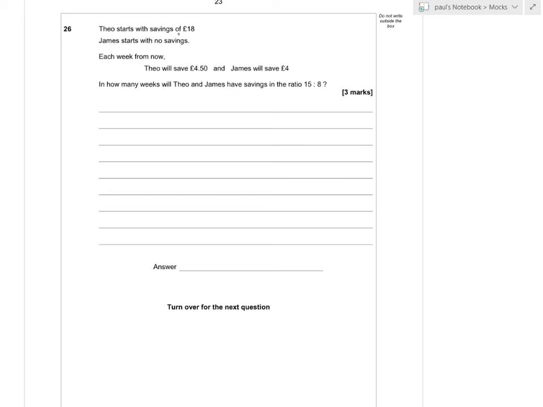Theo starts savings of £18 and Jamie starts with nothing. Each week from now, Theo will save £4.50 and James will save £4. In how many weeks will Theo and James have savings in the ratio of 15:8? So let's do this, Theo and James.